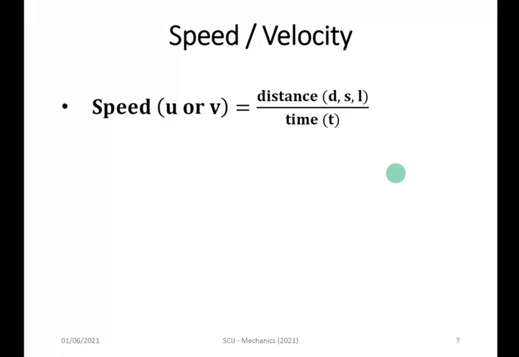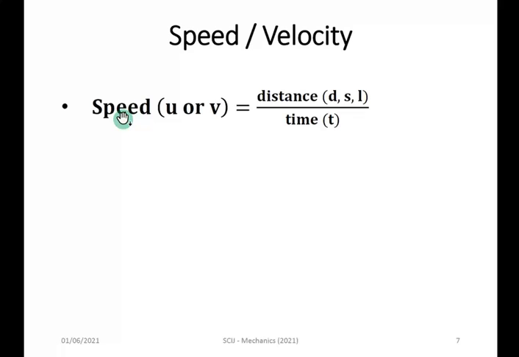The new quantity is here, speed or velocity. If we know the distance between the original position and the final position, which in this case we are giving the letter D, or S, or sometimes L, which is the length between the two points, then we can divide it by the time taken, which is T, and then obtain a value for the speed, so that we can say the object is moving fast, it's moving slow. It depends on how you see it.